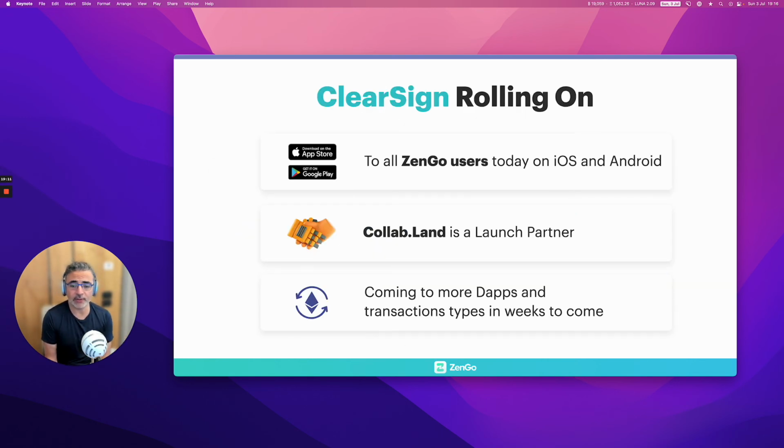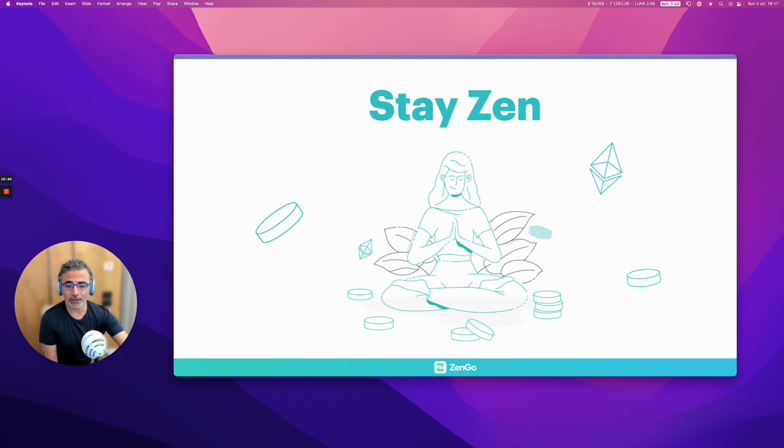So ClearSign has been rolling out on iOS and Android already. You can already use that. It's working with Collab.land already today, and I believe that if you go to Collab.land, you will now see somewhere that ZenGo has an option to connect. It's also working on other dApps. We released the support for Tokenproof, which was a popular service for party tickets used during NFT NYC. And there are more dApps and transaction types that are going to be released in the coming weeks.